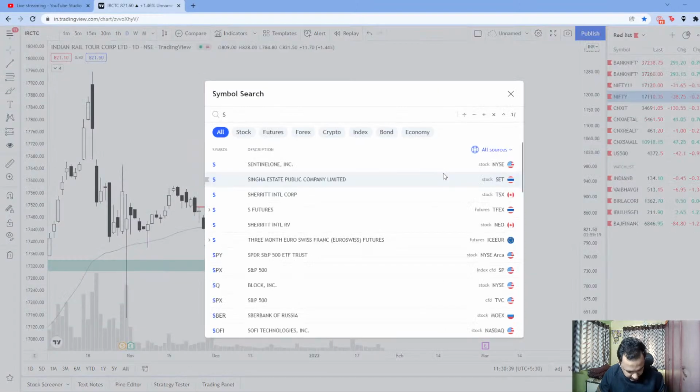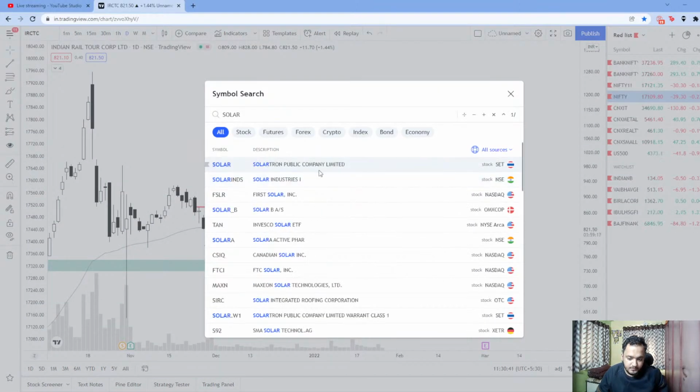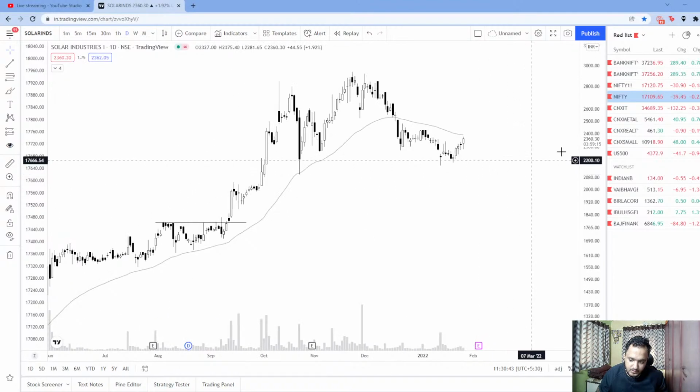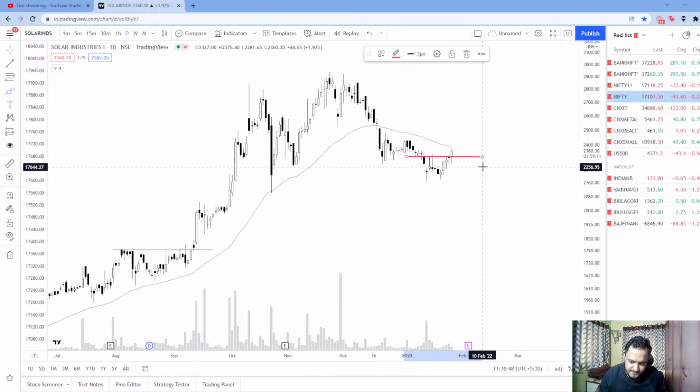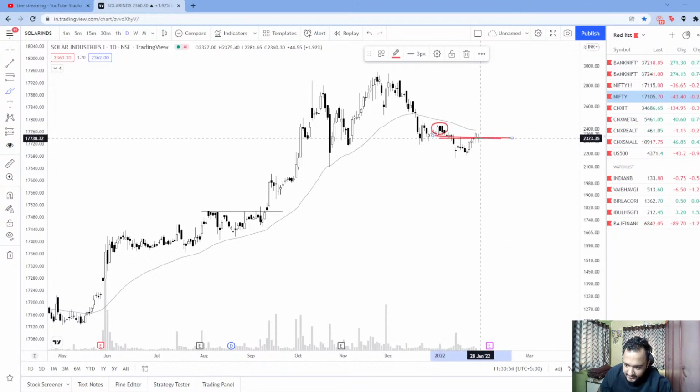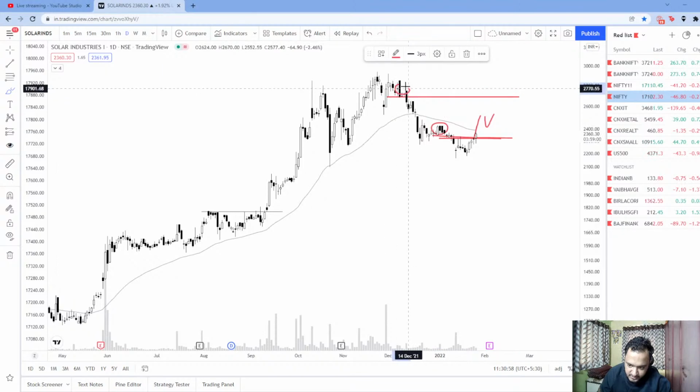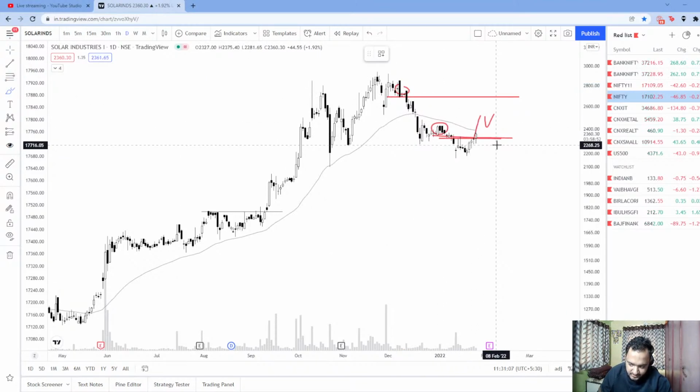All right, Solar Industries. Wait for the supply to be taken out. It's not falling, actually, it's going up. So this is a good one. Wait for the supply to be taken out, and then we might see some kind of an up move till here. The levels here are around 2400 and then straight 2700. Don't preempt it, because it can fall if the market falls again.